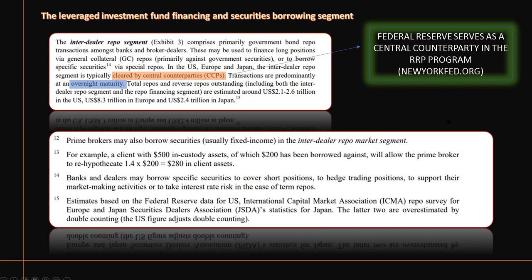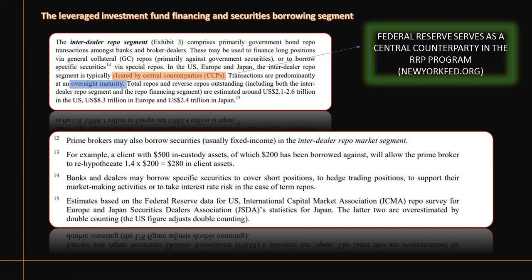Now, the interdealer repo segment, Exhibit 3, comprises primarily of government bond repo transactions amongst banks and broker dealers. This is likely what goes on during that 1215, 1245 window, along with everything else. But this is the one from the Federal Reserve. In 2019, the Federal Reserve became a clearing central counterparty for this purpose. Interest rates were all out of whack. The banks didn't like what they were getting from their counterparties, so they ran to the Fed and begged them to be the counterparty to get the interest rates that they wanted.